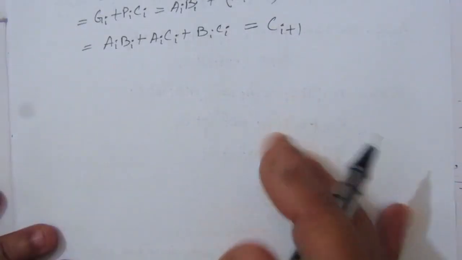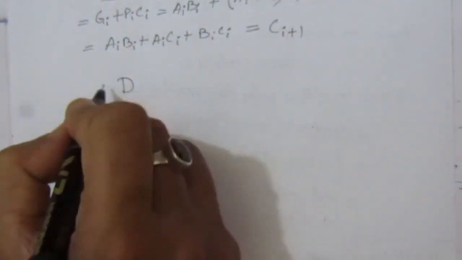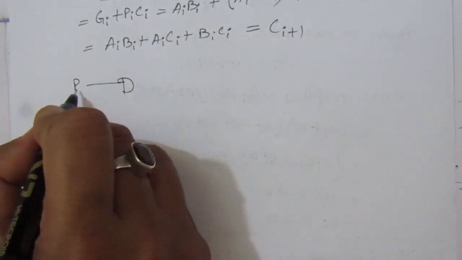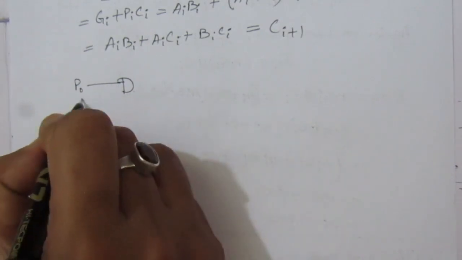Suppose I am drawing for C1. For C1, we have one AND gate. One input is P0 and another input is C0.